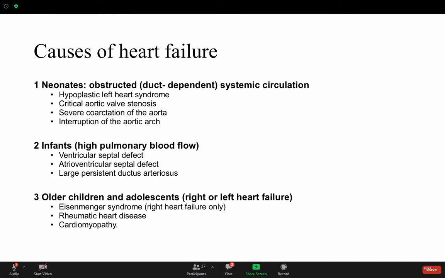In older children and adolescents, they will present with either right or left heart failure, like in cases of cardiomyopathy, rheumatic heart failure, and Eisenmenger syndrome. Of course, we will touch base on Eisenmenger syndrome, what we mean by it.